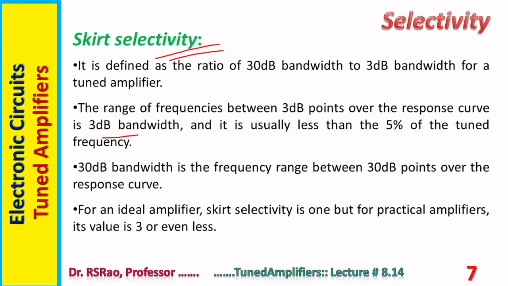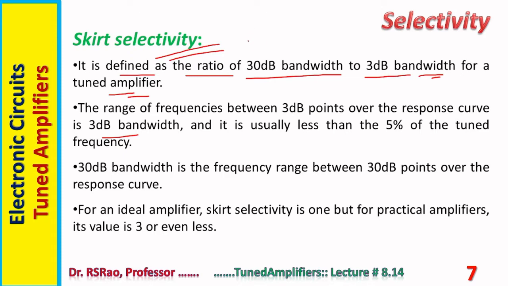While using selectivity, we come across certain terms. One of those terms is skirt selectivity. Here it is defined and described. Skirt selectivity is defined as the ratio of 30 dB bandwidth to 3 dB bandwidth for a tuned amplifier. Ratio of 30 dB bandwidth to 3 dB bandwidth. What is it?